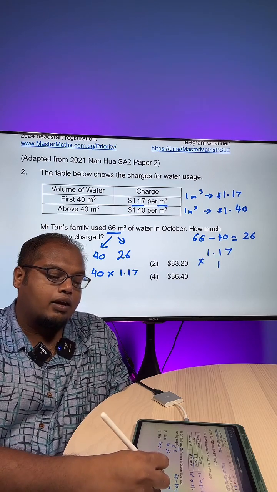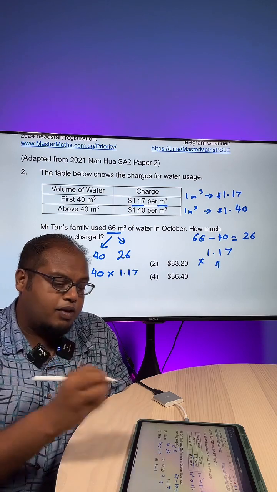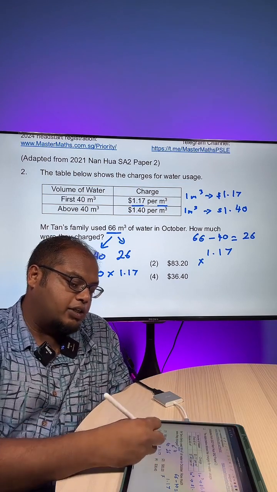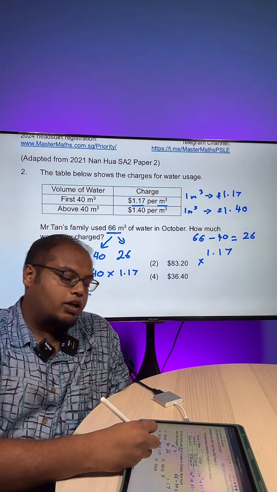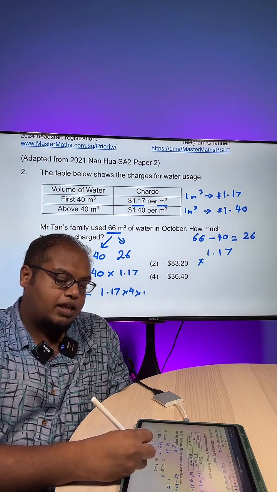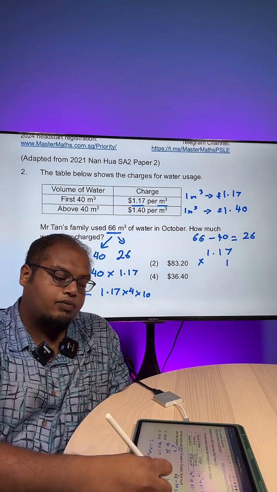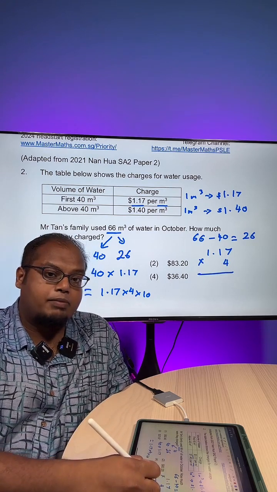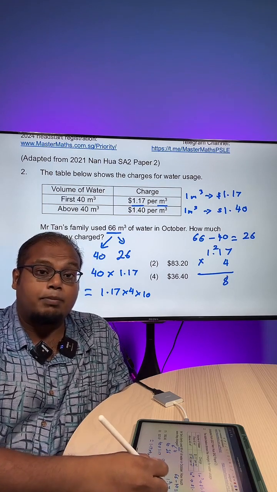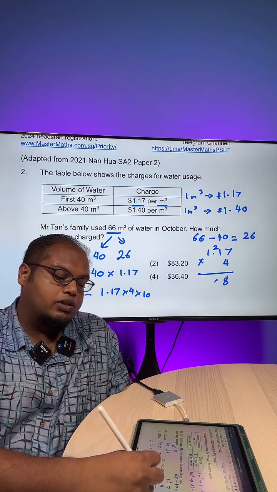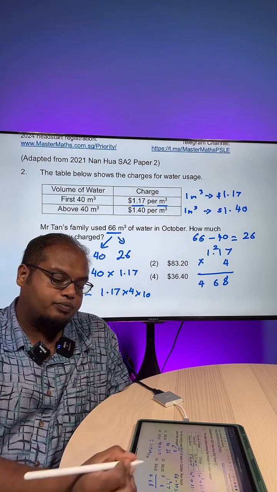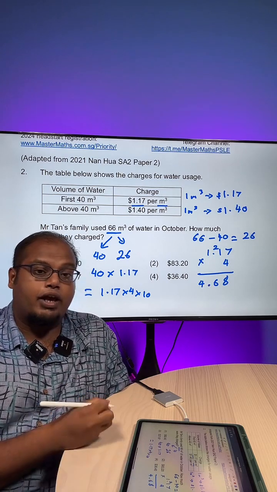$1.17 multiplied by 40. Before I do that, remember if you multiply by 40, you can also do it as 1.17 times 4, then times 10. So I times 4 here. 7 times 4, 28. So I put 8 and 2. 1 times 4, 4. 4 plus 2, 6. Then lastly, 4 times 1, 4. Then put a decimal point there.